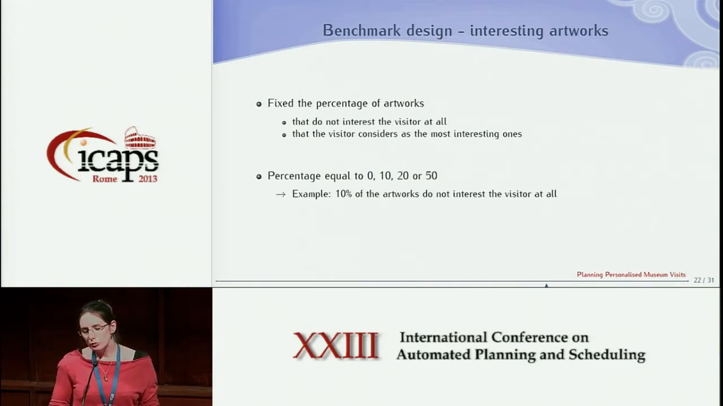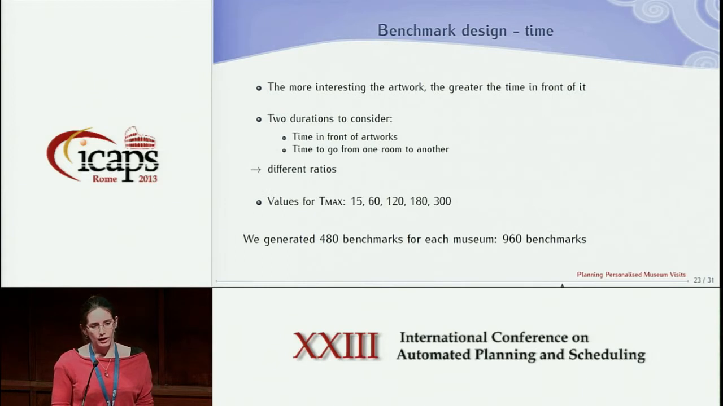Then we wanted to model the visitor profile, specifically which artworks are interesting or not. We fixed the percentage of artworks that do not interest the visitor at all, and we also fixed the percentage of artworks that will have the highest utility score. For example, there are some benchmarks where 10% of the artworks do not interest the visitor at all. Then we have different times that are very important in the benchmarks. We suppose that the more interesting the artwork is, the more time the visitor will spend in front of it.